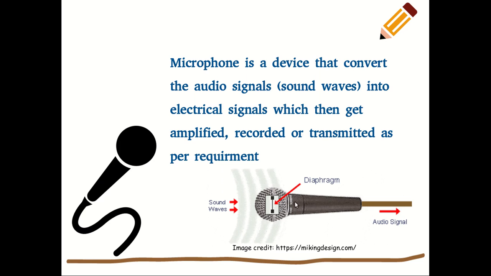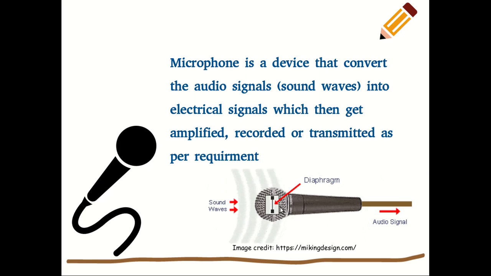Basically, a microphone structure is like this. The sound wave enters the microphone. There is a structure which we call a diaphragm, that will start vibrating in response to these sound waves. This diaphragm is nothing but a thin sheet of metal, particularly aluminium, copper or gold. So this diaphragm vibrates in response to the incoming sound waves.